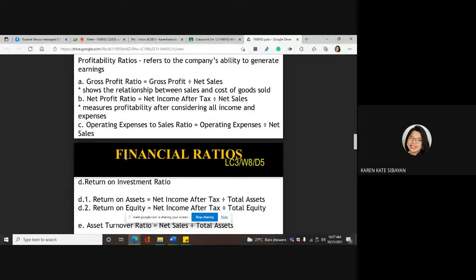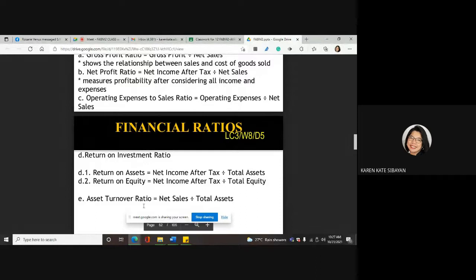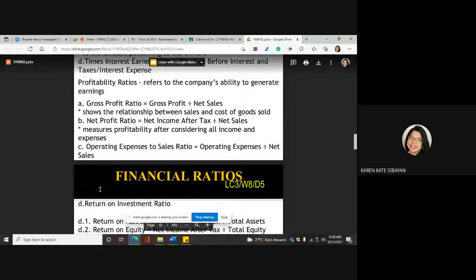For B naman, net profit ratio, net income after tax divided by net sales measures profitability after considering all income and expenses. And for C, operating expenses to sales ratio equals operating expenses divided by net sales. And for D, return on investment ratio. So D1, return on asset equals net income after tax divided by total assets. And D2, return on equity equals net income after tax divided by total equity. And for the last one, E, asset turnover ratio is equal to net sales divided by total assets.